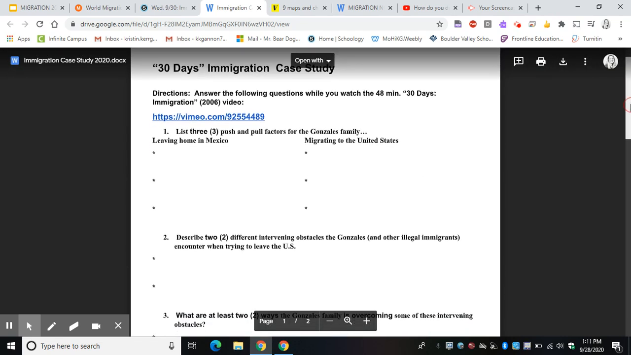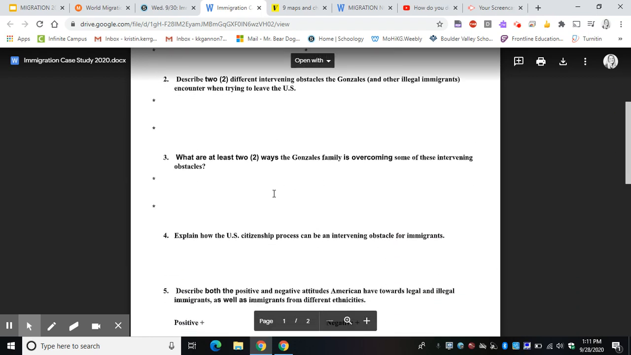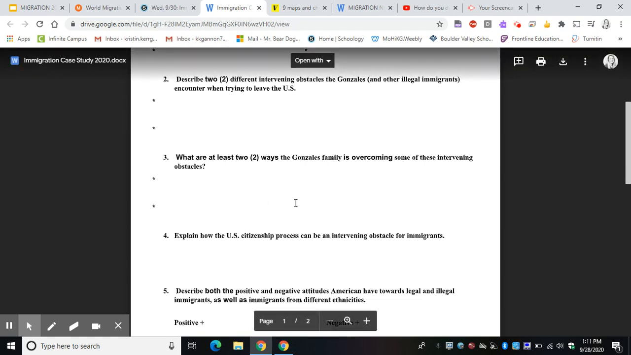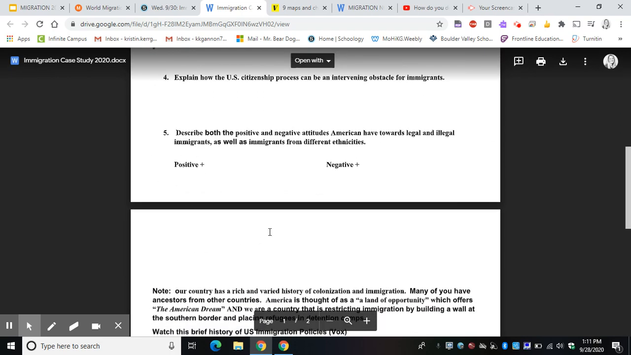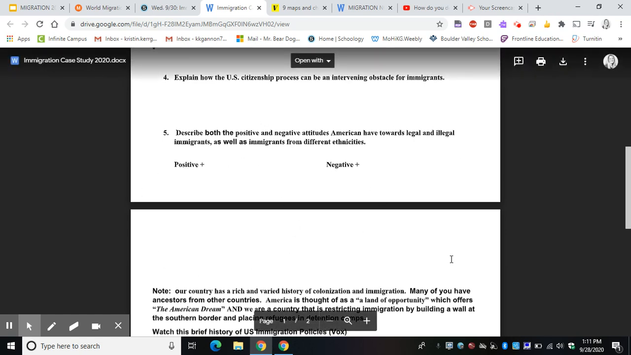While you're listening, you're going to listen for push and pull factors. I just went over that. That's Lee's model. You're going to talk about some intervening obstacles that the Gonzalez family faces. You are going to talk about how the Gonzalez family overcomes those intervening obstacles and what type of problems the U.S. citizenship process involves. You are going to probably get a sense of some positive ways that people perceive immigrants, but also negative ways that immigrants are perceived in our country.